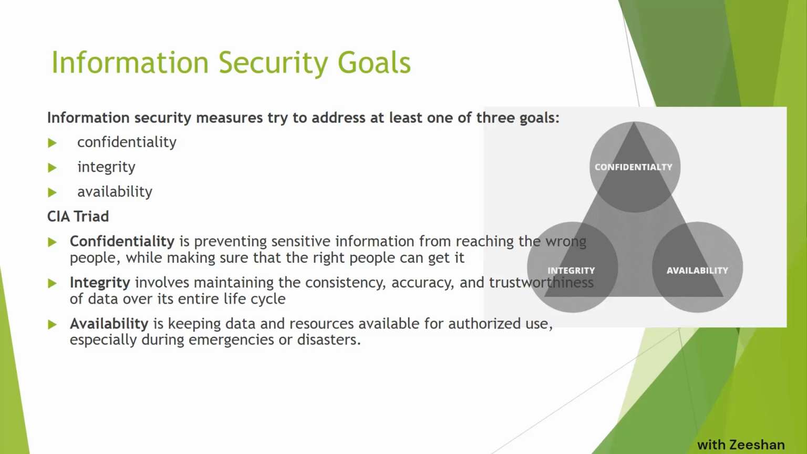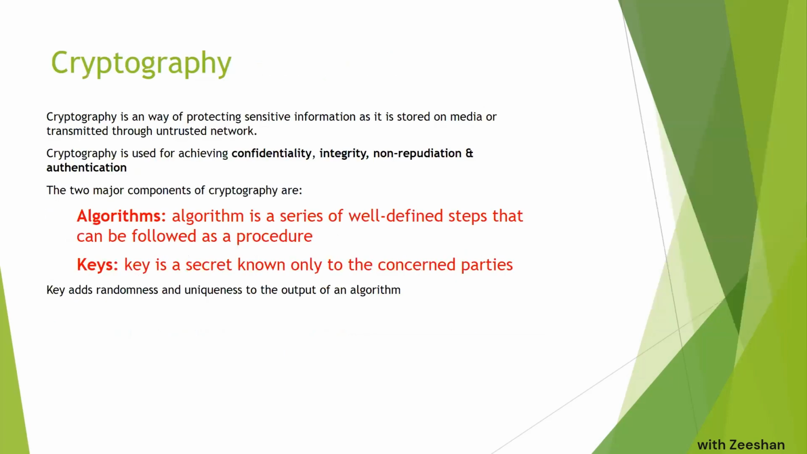Maybe in your life you have heard the word cryptography. What is cryptography? Cryptography is like mathematical functions, algorithms. When you send some data to that function, it encrypts the data, and you cannot view the data anymore. Like in your Windows laptop, you have BitLocker. You have a key to that BitLocker. If anyone has the key, they can open the hard drive. Otherwise, they cannot open the hard drive. So you can have so many scenarios of cryptography. Cryptography is a way of protecting sensitive information as it is stored on media or transmitted through untrusted networks.